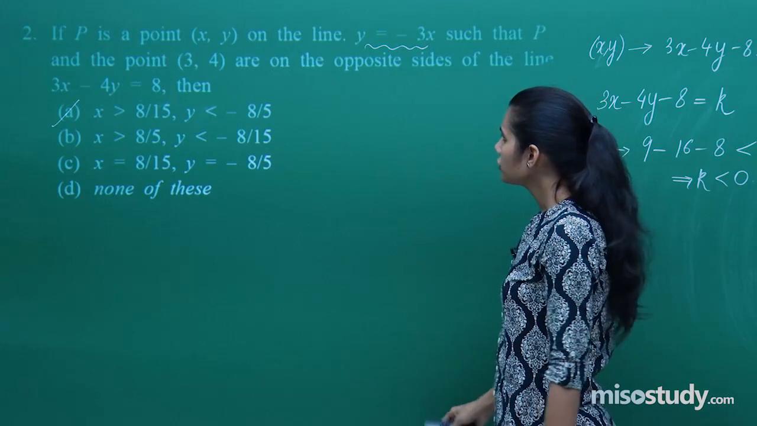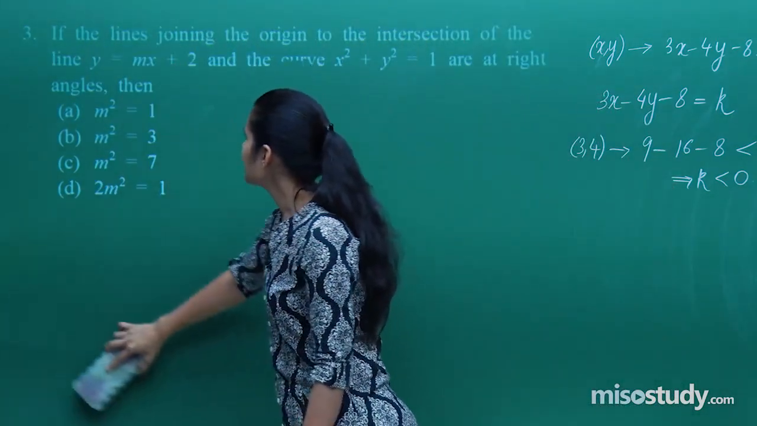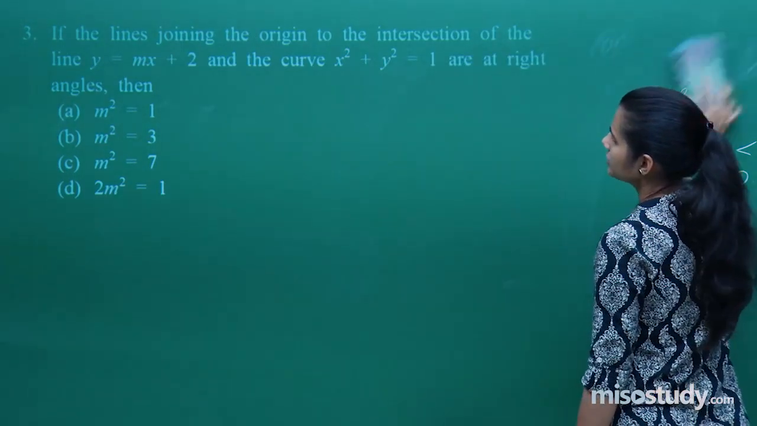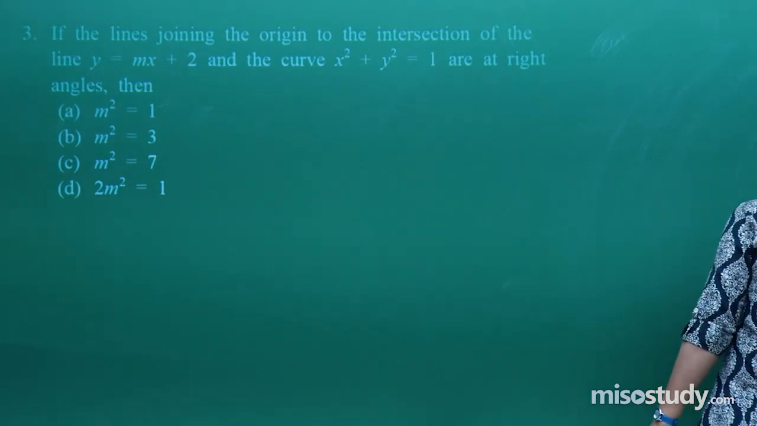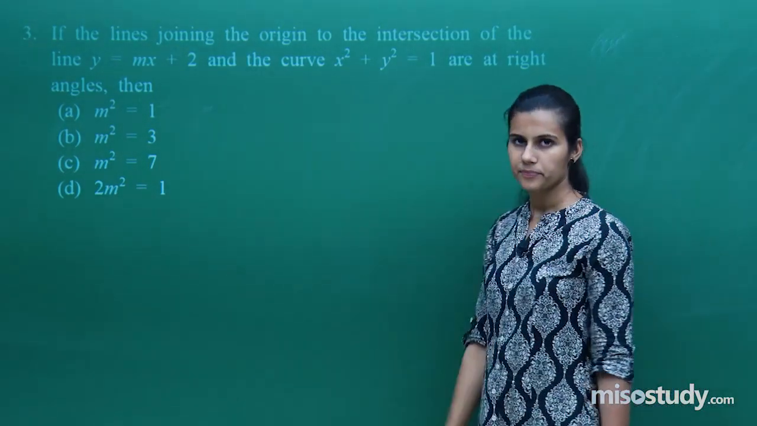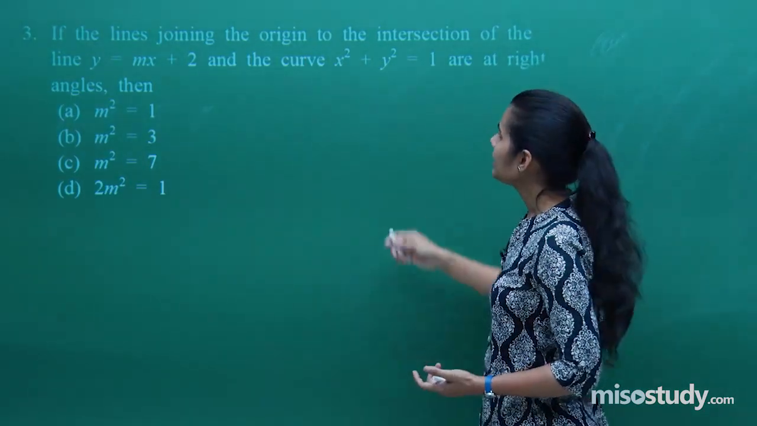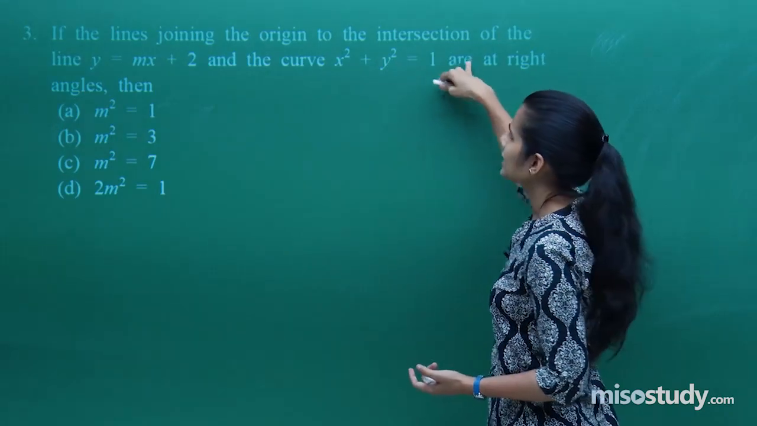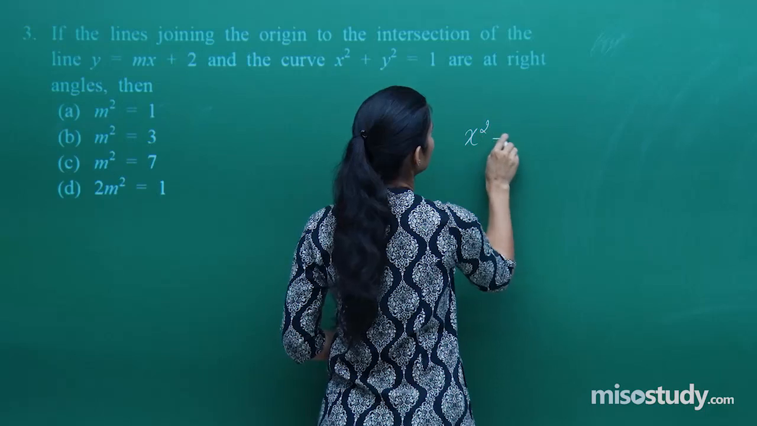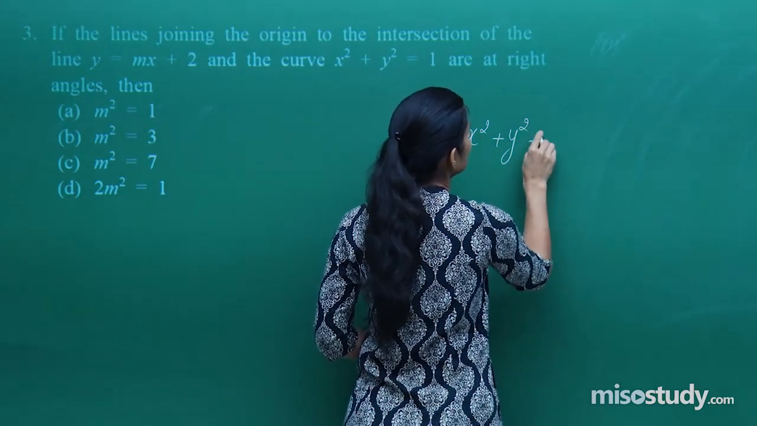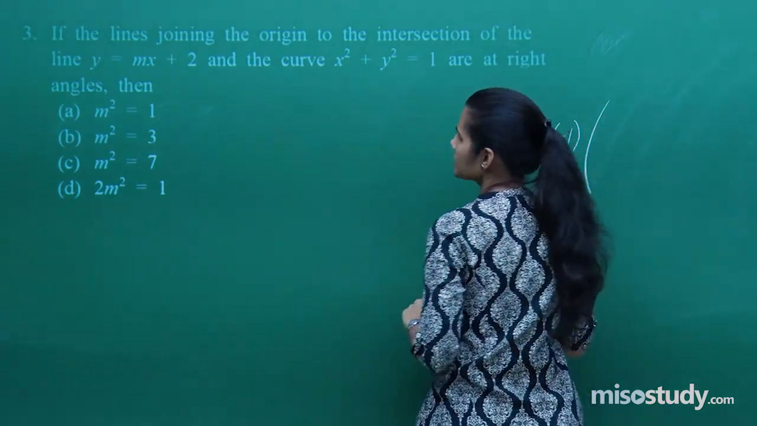Okay? Moving to the next question, we have: if the line joining the origin to the intersection of this line and the curve, they are at right angles to each other, then tell me about m. What is the joint equation of the lines, basically joining the origin to the intersection of this line and this curve? It's pretty simple. It is x square plus y square plus minus 1, because this is minus 1, times (Lx plus My).